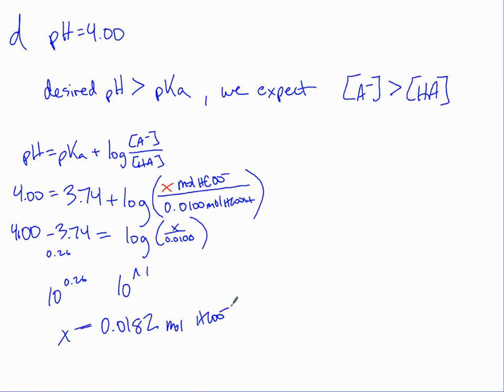So to get the buffer at that higher pH, you have to have more of that conjugate base. So here's the halfway point. We're probably right here. So the numbers kind of reflect that we have more of this conjugate base than we have the weak acid.